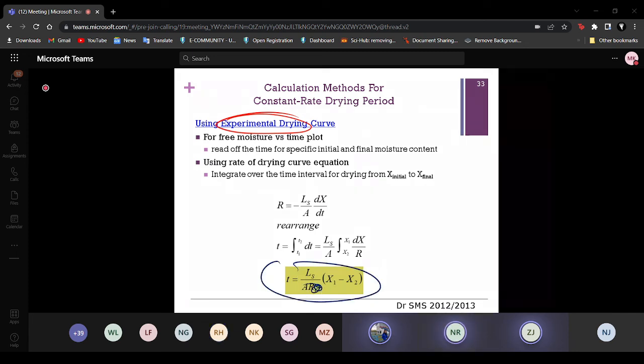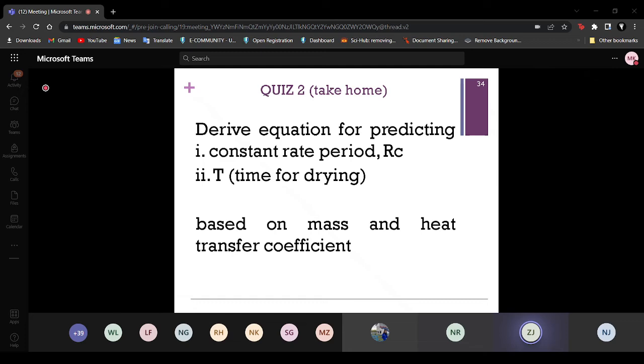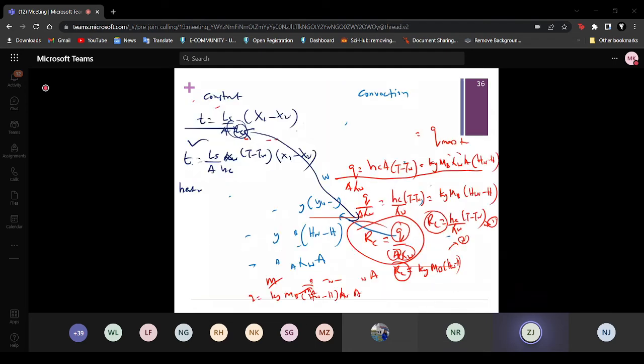Sebab you tak ada graph. Okay, just imagine this time you don't have graph of R versus X. If you have graph, you can just get the RC value from the graph. But in this particular case, you don't have graph. So then you need to find the RC value. Once you get the RC, then you can calculate the time. And then that time is involved in the constant rate period.